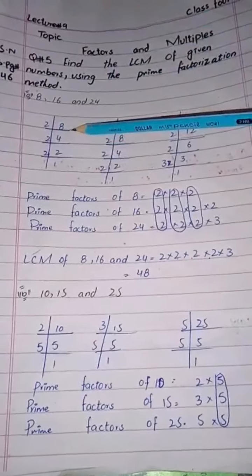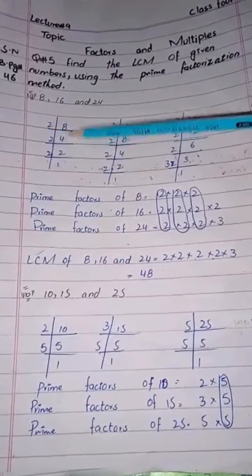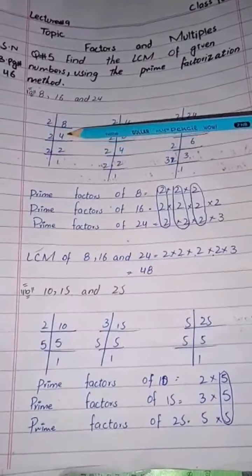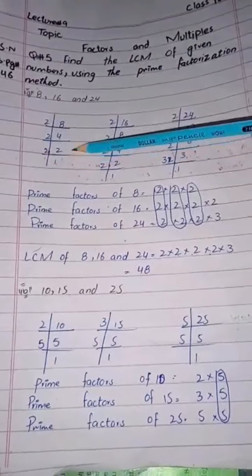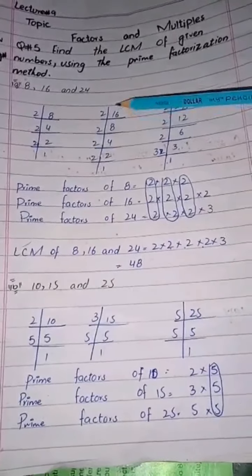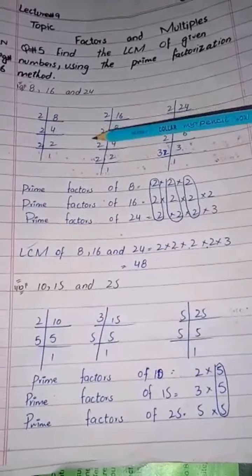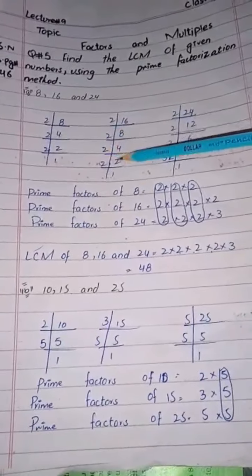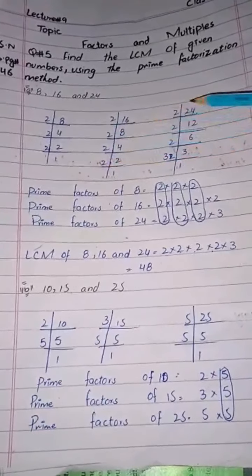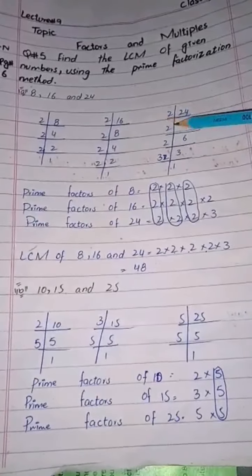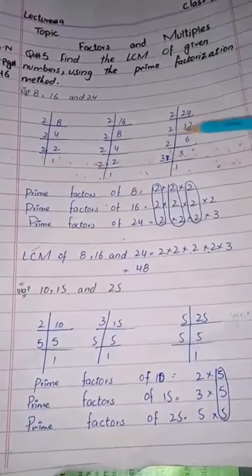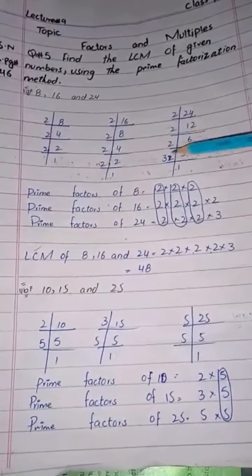Now find the prime factors of 8. 2 4s are 8, 2 2s are 4, 2 1s are 2. Prime factors of 16. 2 8s are 16, 2 4s are 8, 2 2s are 4, 2 1s are 2. Prime factors of 24: 2 12s are 24, 2 6s are 12, 2 3s are 6, 3 1s are 3.